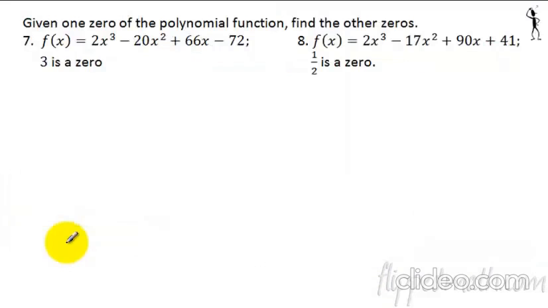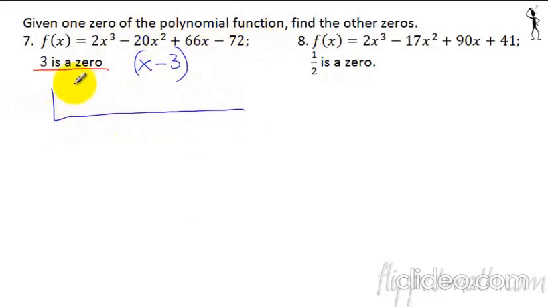So here we have one zero that we're given for number 7. We're saying that 3 is a zero of this whole big thing. What are all of the other zeros? Okay, so what that means is if 3 is a zero, then x minus 3 is a factor. So let's divide this thing by x minus 3, and then we can find all the other factors. I'm going to use synthetic because I think it's easier to do. 2, negative 20, 66, negative 72. I'm going to put a 3 on the outside.